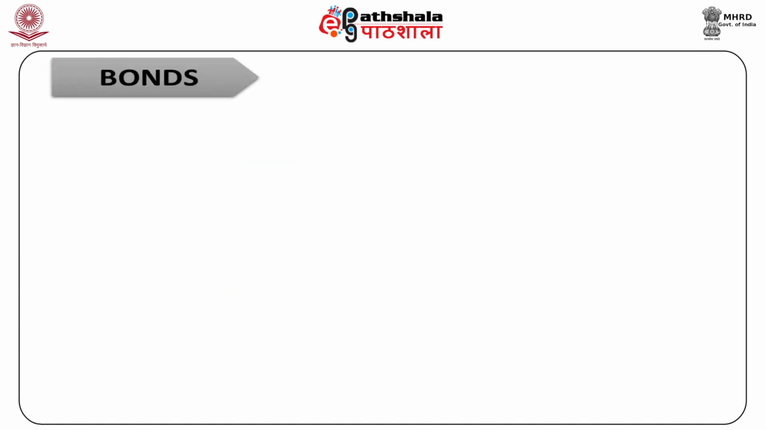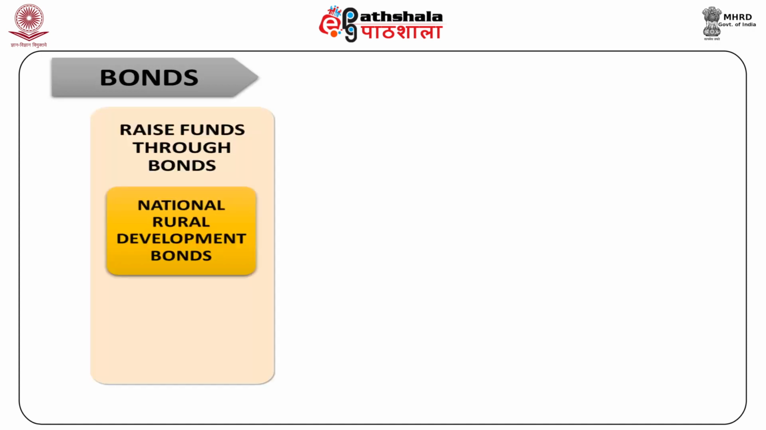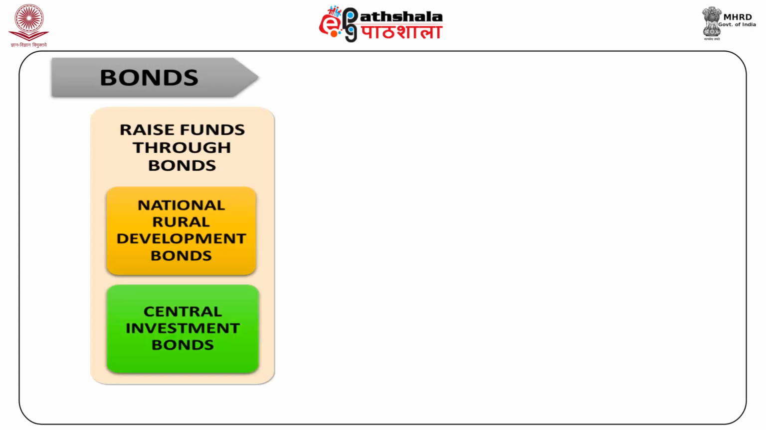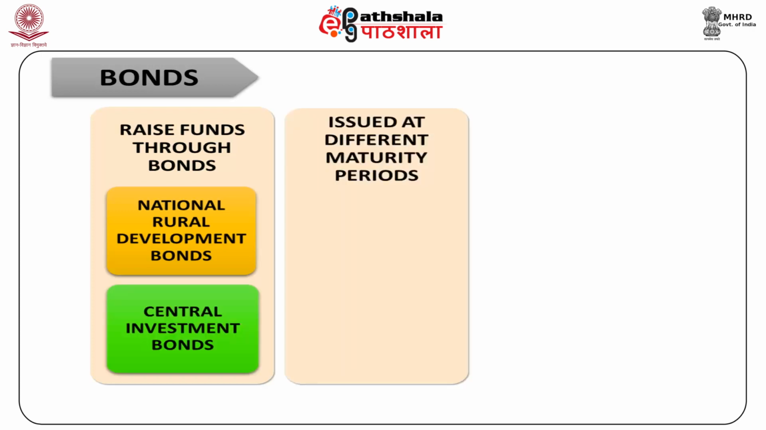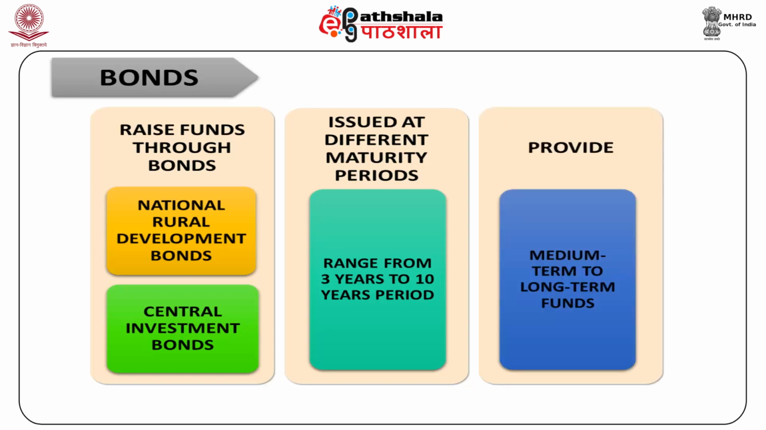Bonds. The government borrows funds by way of issue of bonds. The government obtains funds through the issue of bonds such as national rural development bonds and central investment bonds. The bonds are issued at different maturity periods, which may range from 3 years to 10 years. They provide medium term to long term funds to the government.